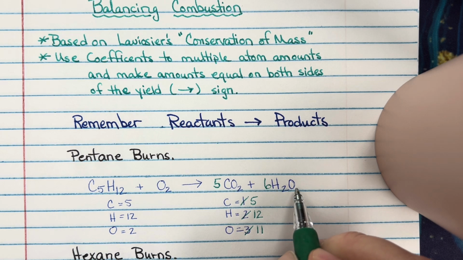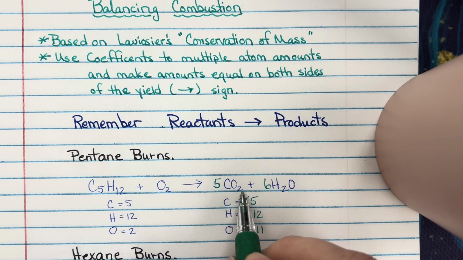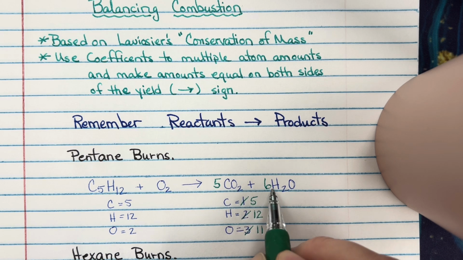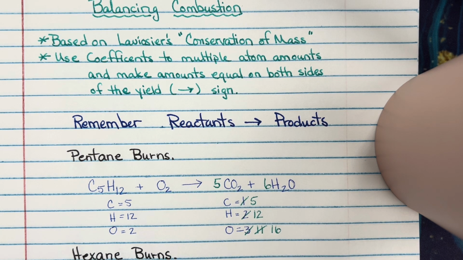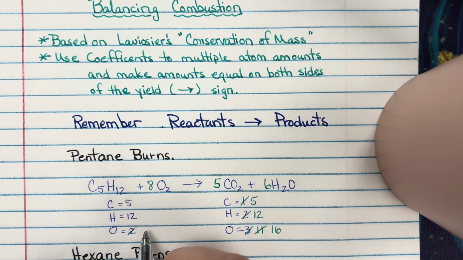Now this also changes oxygen, so I need to recount these. I have 10 in the carbon dioxide plus 6 in the water. That will give me 16. To fix the oxygen, I need something times 2 that equals 16 and is a whole number. That answer is 8. And that gives me my 16 oxygen. We are balanced.